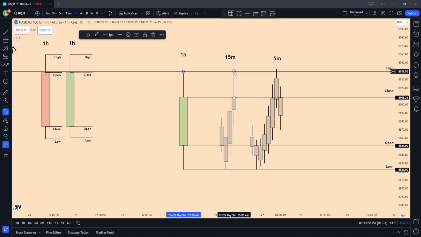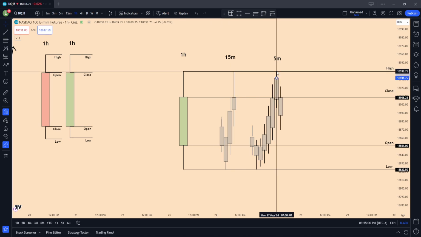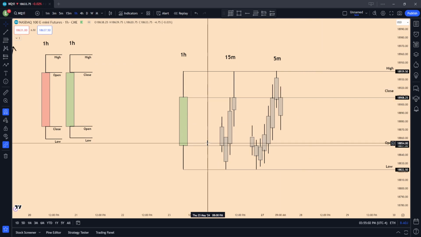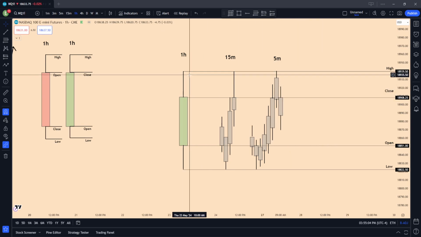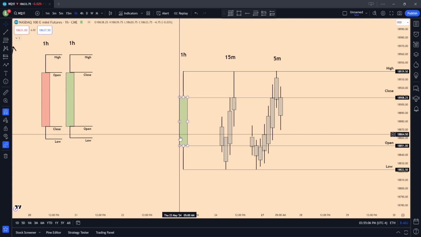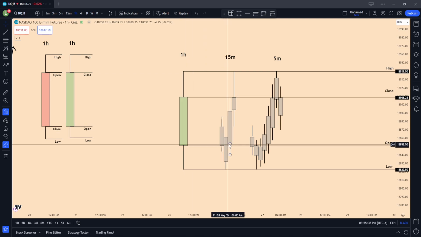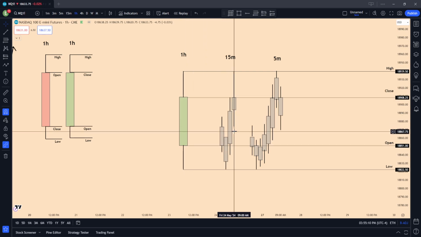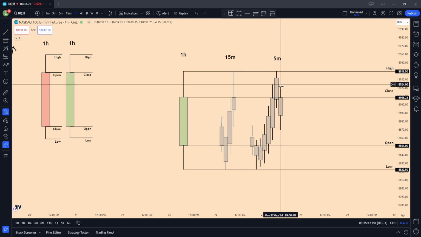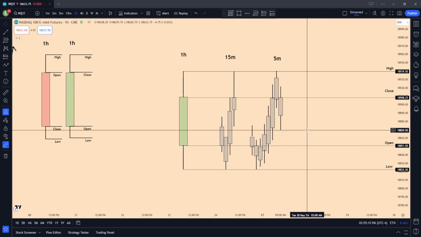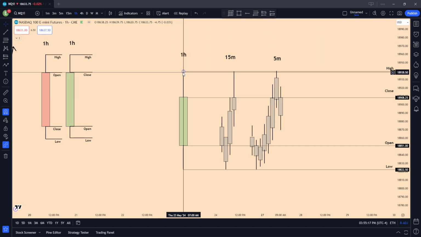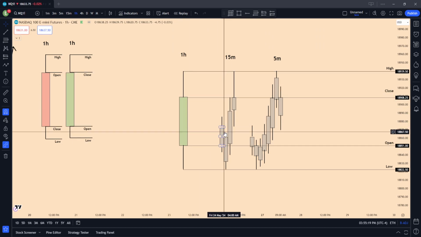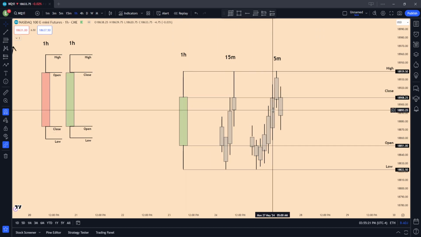This high, this high, this high. There. Okay, they all have the same highs because inside this 1 hour, we have four 15-minute candles. I didn't add the whole 5-minute candles, but here we have the 15-minute candle, and then we have 5-minute candles.